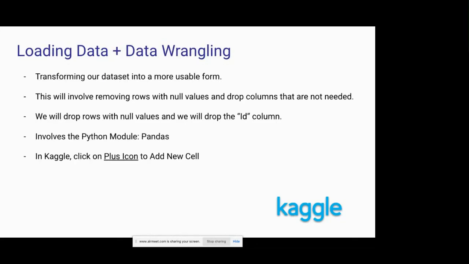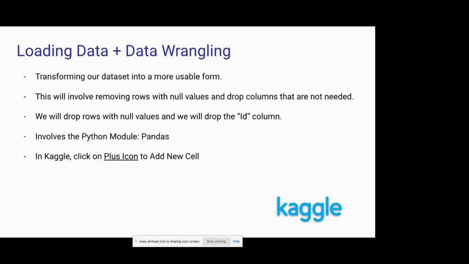Okay, hopefully you guys were able to load the data. Now let's transform our data into a more usable form through the process of data wrangling. This will involve removing certain rows with null values and dropping columns that are not needed. We're going to drop the ID column. Working with data sets in Python is going to involve the package library called pandas.